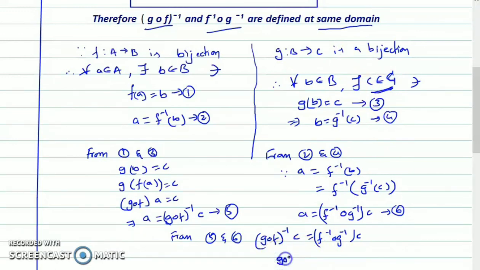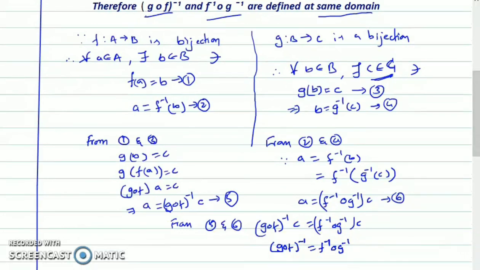Therefore, I can conclude that (g∘f)⁻¹ is equal to f⁻¹∘g⁻¹. You have to prove both ways. We have to show that (g∘f)⁻¹ and f⁻¹∘g⁻¹ are defined at the same domain, and for some element in the domain these two are equal. Therefore, we can conclude that (g∘f)⁻¹ is equal to f⁻¹∘g⁻¹. So it purely depends on the equality of functions.